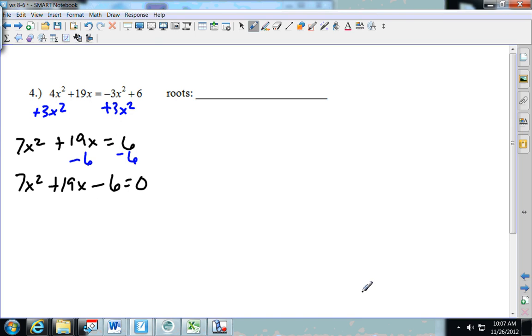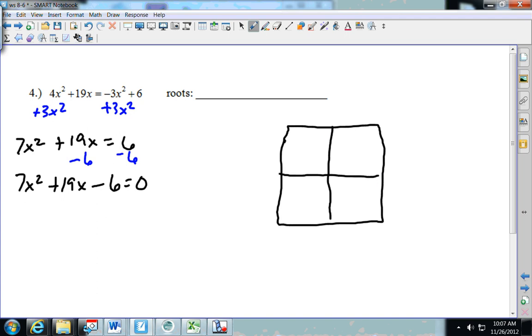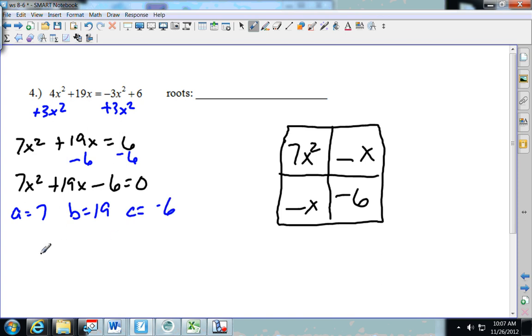Okay, so to factor it though, I need to look. Is there a GCF? Is there a number that goes into 7 and 6 that's the same? Nope. So I'm going to go straight to the box. And I put in there 7x squared. Down here is negative 6. Something x, something x. Let's see here. A is 7. B is 19. C is negative 6. A times C is negative 42, 7 times negative 6. I need the factors of negative 42.